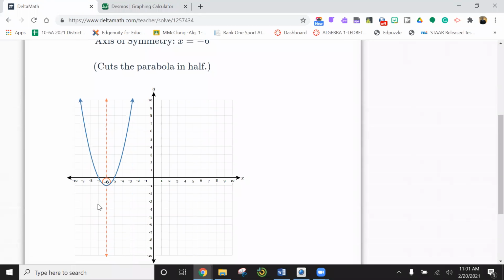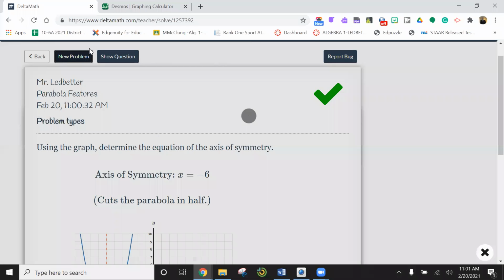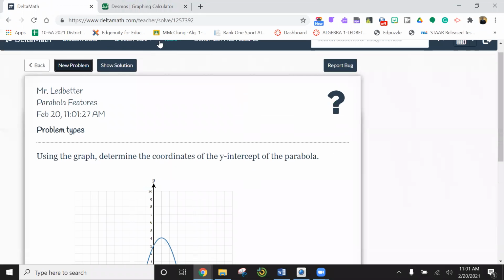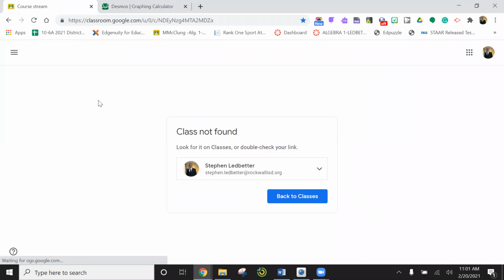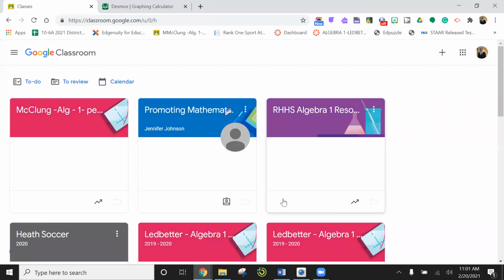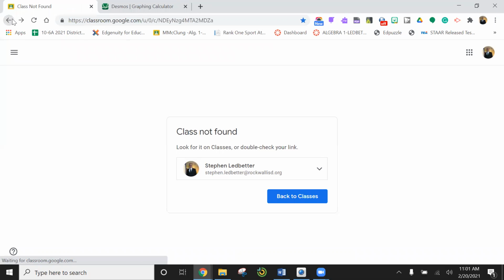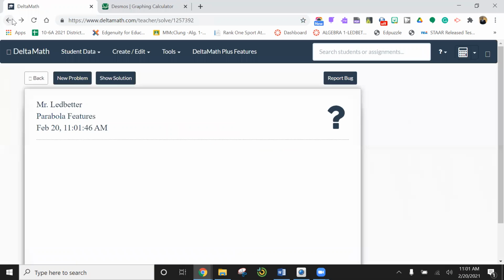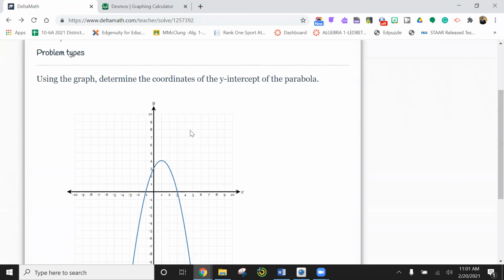See, and there's that imaginary line. It's kind of nice that you can see it that way. All right, let's see, I know there's probably another one. Let's see if we can find one more. Y-intercept. Uh-oh, I don't know what it's doing. It's kind of like back to class. I don't know what happened here. It's trying to take me to Google Classroom. Let me get out of here. Okay, there we go, we're back. I don't know what happened.